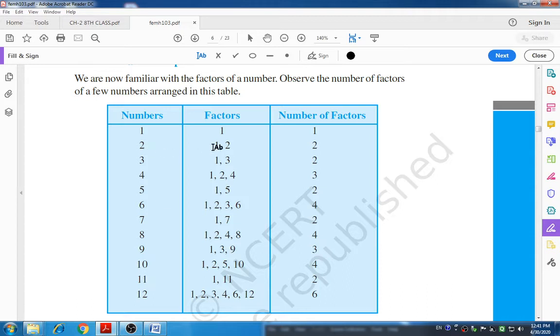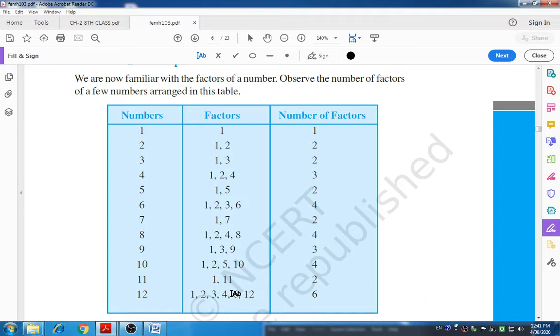Look at here, this 2 has 1 and 2, 3 has factors 1 and 3, 5 has 1 and 5, 7 has factors 1 and 7, 11 has factors 1 and 11. That means 2, 3, 5, 7 and 11 have exactly two factors, 1 and the number itself. And such numbers are called prime numbers. The numbers other than 1 whose only factors are 1 and the number itself are called prime numbers.